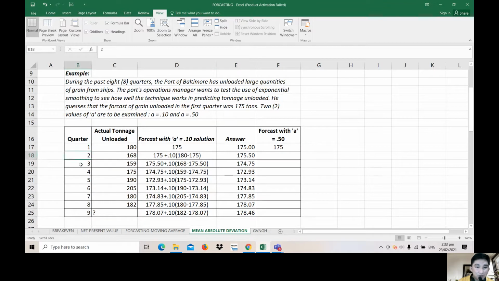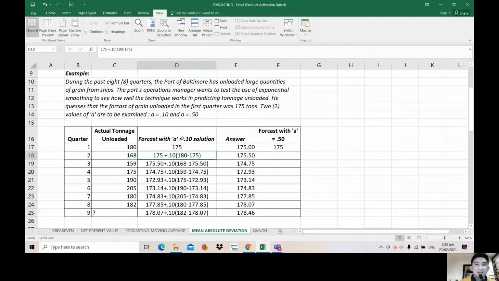So we have here the data. This is the quarter, 1, 2, 3, up to 9. Then on the next column, we have the actual tonnage unloaded. These are our actuals. This is our forecast using 0.10. And this is our formula or solution, and this will be our answer. I put a separate column for the answer so that viewers like you can follow how these amounts were derived.